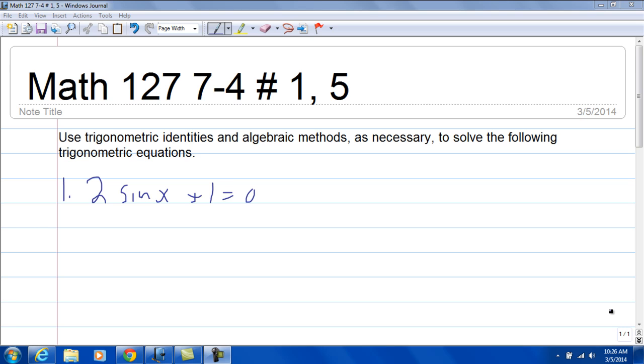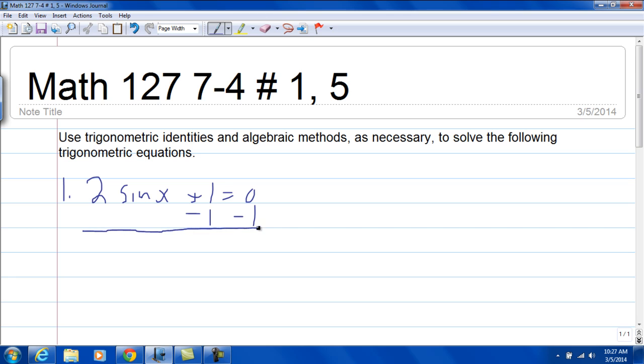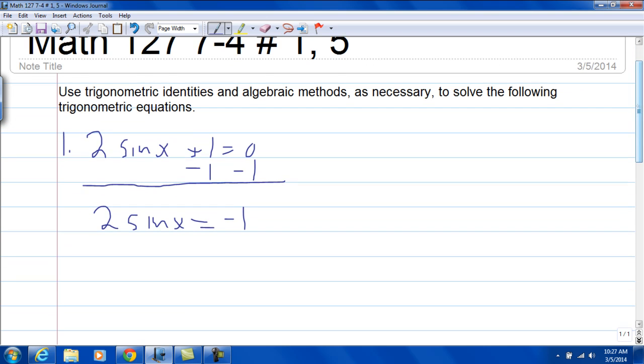So in this problem here, we have 2 sine of x plus 1 equals 0. And so we're going to start by subtracting 1 from both sides. And we have 2 sine of x equals negative 1. Okay, we're solving an equation, and we've all had algebra at this point, so we can divide by 2 on both sides. Sine of x equals negative 1/2.